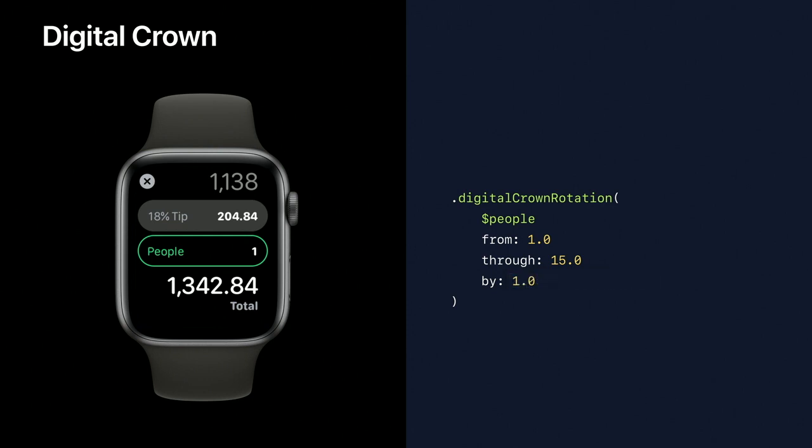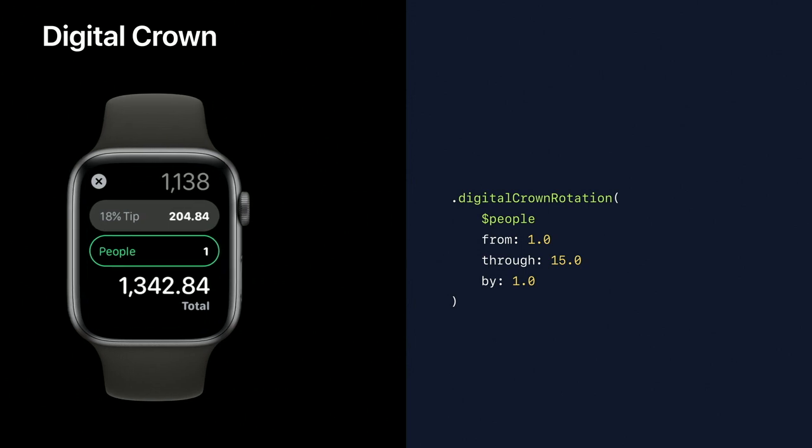Now, the new parameter here is the by parameter. And by allows us to specify the stride along which the digital crown sequence will provide that haptic feedback and settling behavior for you. To see what this looks like, we can see now that the digital crown will provide haptic feedback as we go from one element to the next, and it's just that easy.